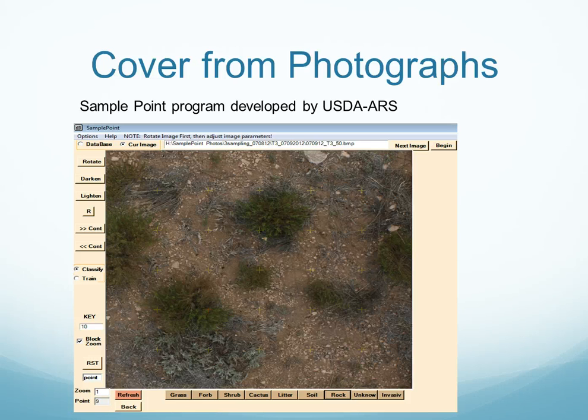And you can set the program to display a certain number of points, usually as a grid. We have a grid here of 5 by 5 in yellow. And the active point, the one that is being measured at this point, is in red. We can also specify a certain number of categories, whether they be functional groups such as grass, forb, shrub, cactus, etc., ground cover, litter, soil, rock, or unknown. And these categories can be set depending on what your sampling objectives are.